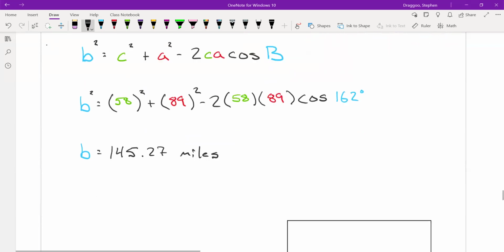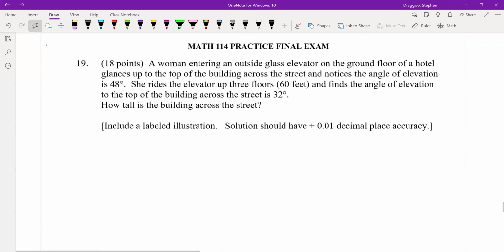And lastly, I think this is our final problem of the review, problem 19. We have a woman entering an outside glass elevator on the ground floor of a hotel, glances up to the top of the building across the street, notices the angle of elevation is 48 degrees, then rides the elevator up 3 floors, or 60 feet, finds the angle of elevation to the top of the building across the street is now 32 degrees. Our goal in all this: figure out the height of the building across the street.